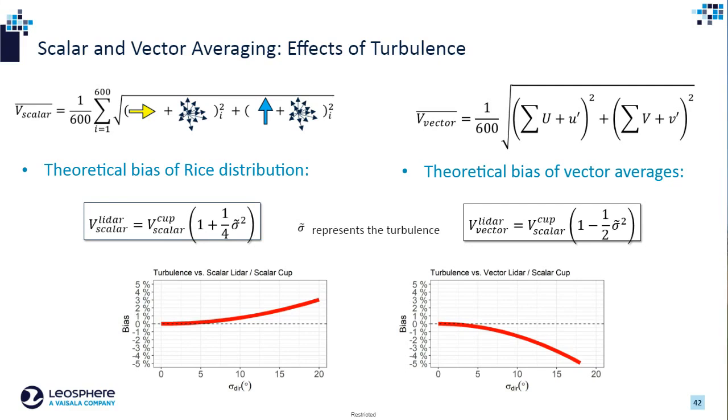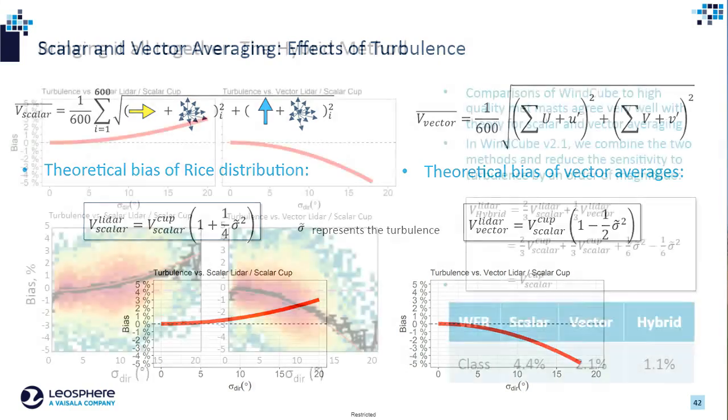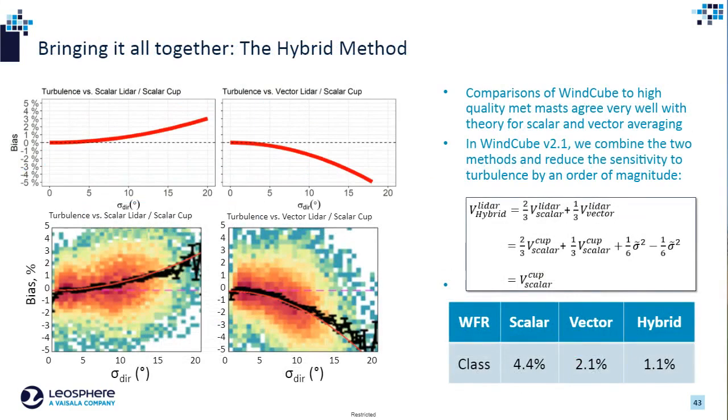Now let's see how these compare to data from the real world. On the bottom graphs, the x-axis and the y-axis are the same as above. The standard deviation of wind direction on the x-axis and the bias comparing the lidar to the cup on the y-axis. The color of each pixel represents the density of points at that xy coordinate. And the black curves and error bars show the direction turbulence bin averages of the bias. They agree with the theory.